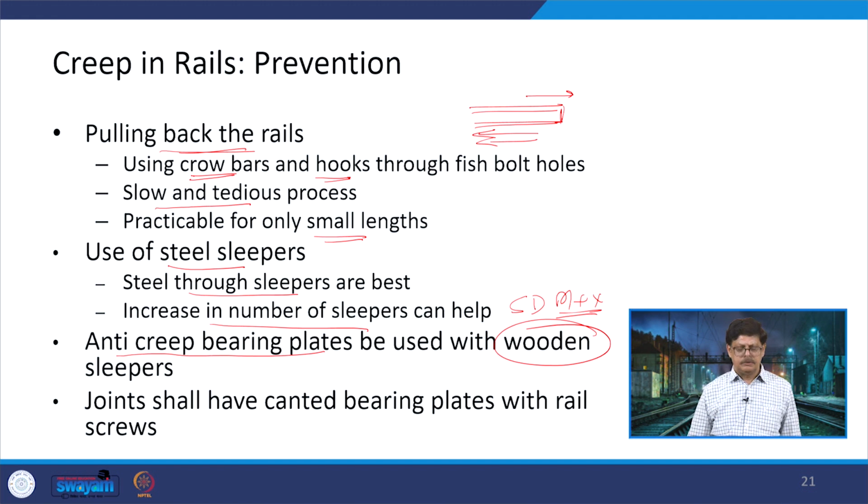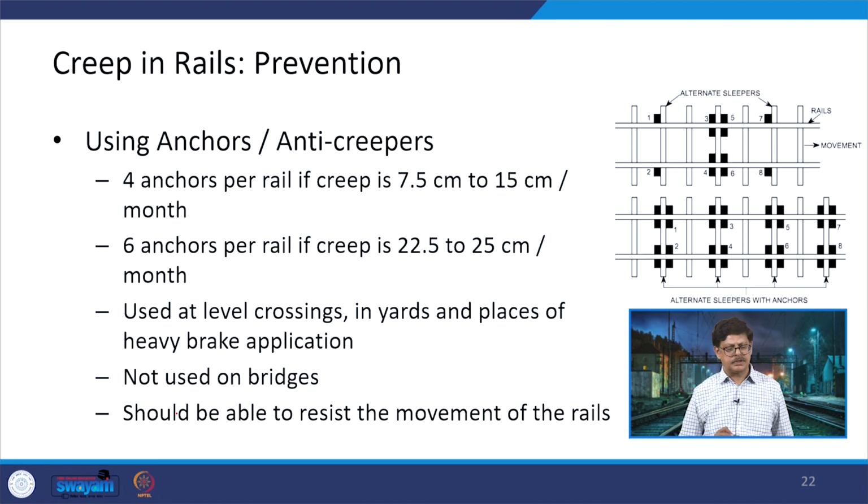The joints shall have canted bearing plates with rail screws so that they remain in position, that is another thing. Another way of doing it is to use anchors. We did talk about anti-creepers and anchors. These black ones are basically the anchors which have been provided, and they are provided on the basis of the direction in which the creep is happening.